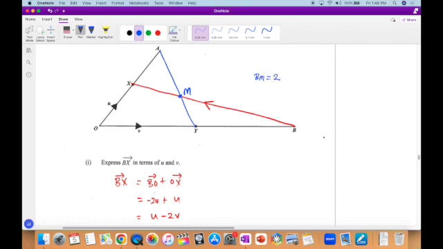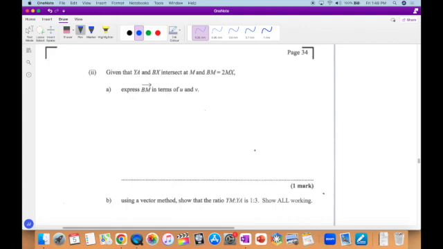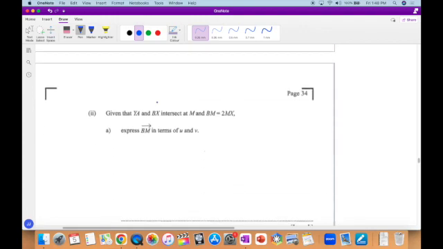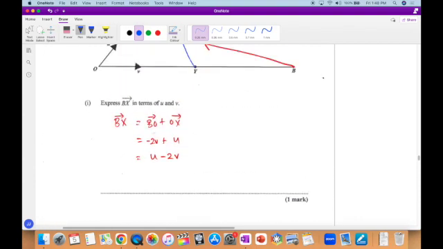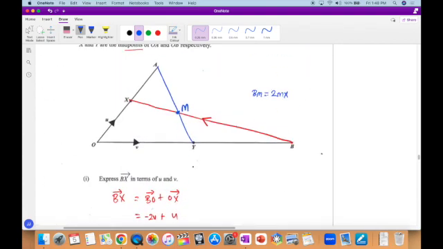So let's make a note of that. BM is 2MX. So that means that this is actually split up into 3 sections. The XM is a third of XB, but we'll see if we need that information. Express BM in terms of U and V. Didn't we already do that? No, we did BX. So express BM in terms of U and V.